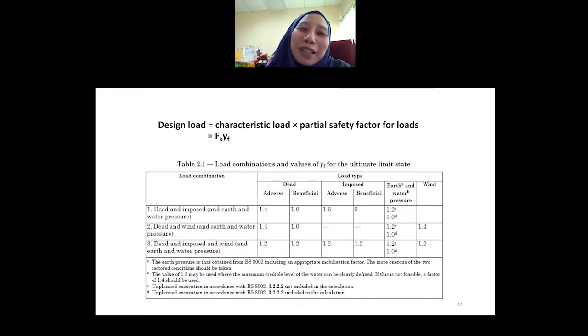Bila you kira design load, okay, sebab tadi I dah cakap you kena kira load dulu. So to calculate design load, here we have the formula which is characteristic load times the partial safety factor for loads. Characteristic load adalah FK ni lah. And partial safety ni is this symbol.